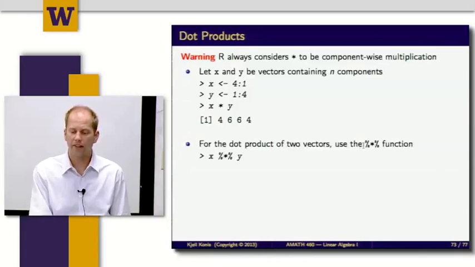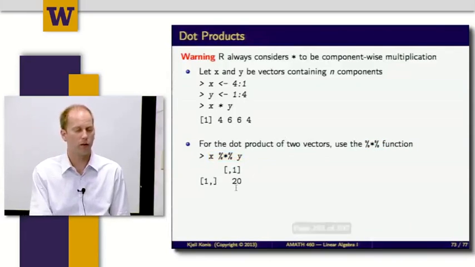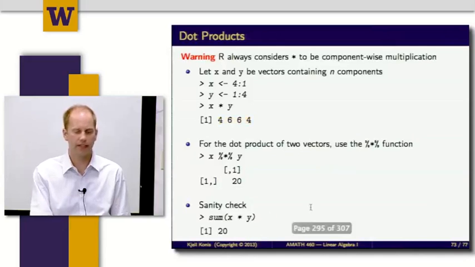For the dot product, you have to use this symbol here, percent star percent. That means to do multiplication using the multiplication rule appropriate for the type. Since x is a vector and y is a vector, this will be interpreted as x dot y. If I do that, I end up getting 20. The dot product is just the sum of these elements: 4 and 6 and 6 and 4, where 4 plus 6 is 10 and 10 plus 10 is 20. You can do a little sanity check just by using the sum function to sum those up, and that also gives me 20.